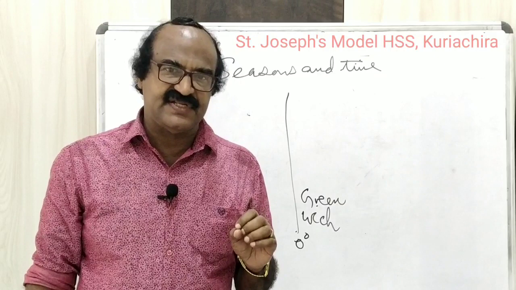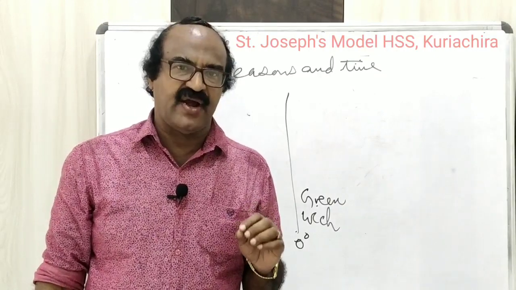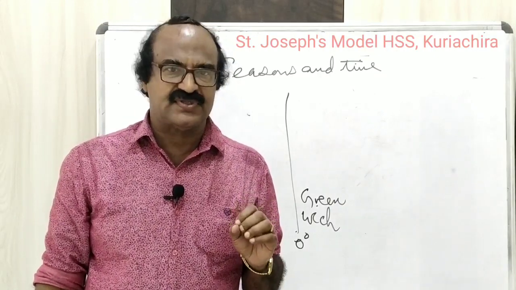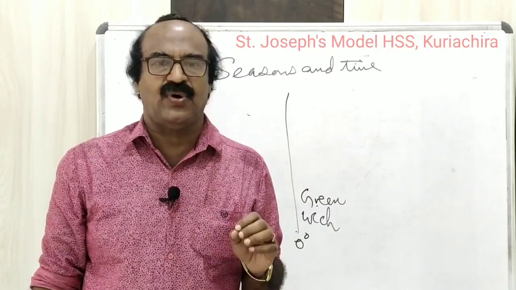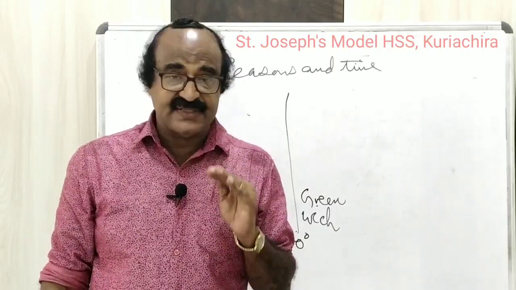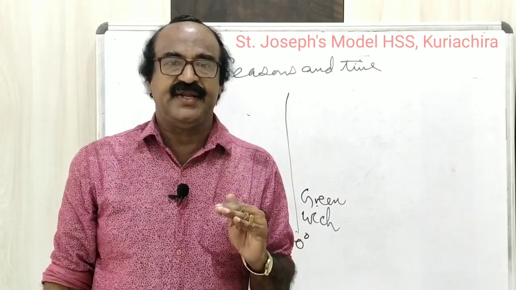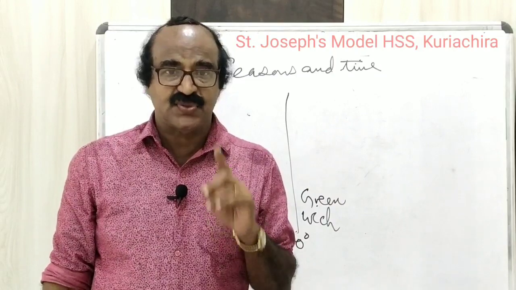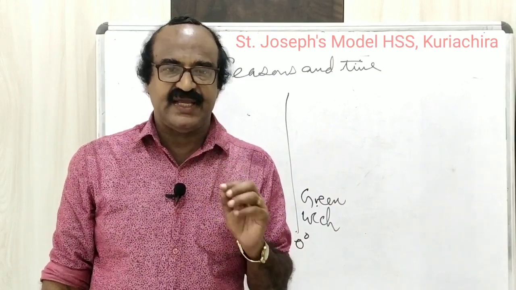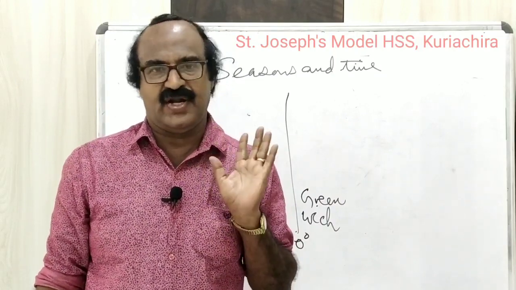Based on the Greenwich line, the world is divided into 24 zones, each with a time difference of 1 hour. Based on the Greenwich line, the world is divided into how many zones? 24 zones, each with a time difference of 1 hour.